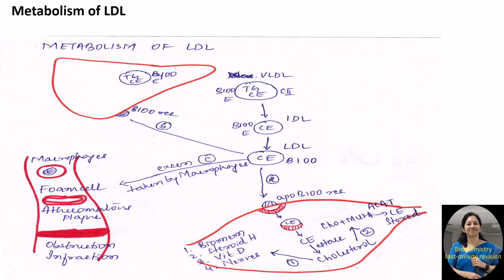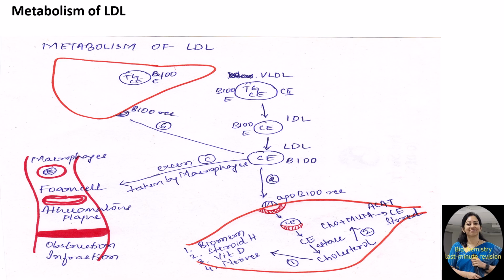Now this free cholesterol becomes a component of biomembrane. It acts as a precursor of vitamin D in skin. It acts as a precursor of steroid hormones, especially estrogen in ovary, testosterone in testes, glucocorticoids and mineralocorticoids in adrenal gland, and it also provides insulation to all the nerves of the nervous system. Excess cholesterol is esterified with monounsaturated fatty acid with the help of the enzyme acyl cholesterol acyl transferase to form cholesterol ester, and this gets stored in all the peripheral tissues.